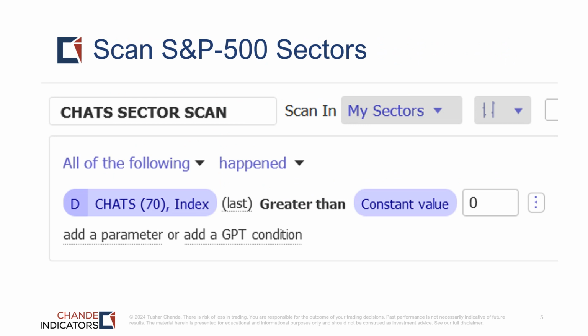So this is what the scan specification looks like in TrendSpider.com. We're using daily data, the CHATS indicator with 70 as the benchmark, and we want the value greater than 0. And we'll run it on the My Sectors directory, which has the sectors of the S&P 500 in it.